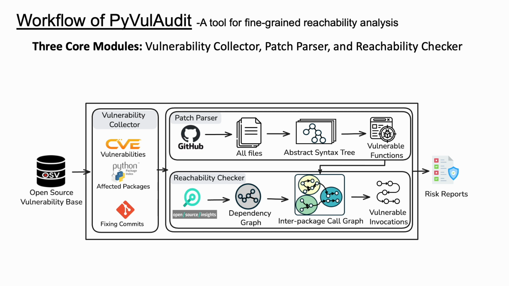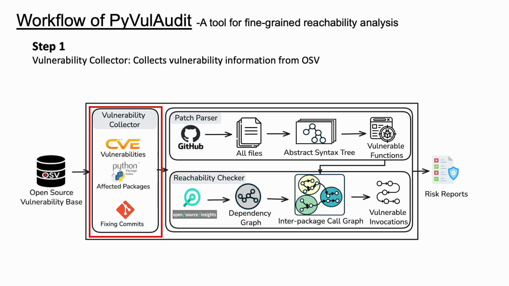Let me show you the workflow of PyVulAudit. PyVulAudit consists of three core modules: vulnerability collector, patch parser, and reachability checker. In the first step, the vulnerability collector collects information from OSV database, which aggregates advisories from many sources, such as NVD, GitHub advisory, and Python package advisory. It cleans up the data, removes duplicates, and finds the potential fixing commits for each vulnerability.